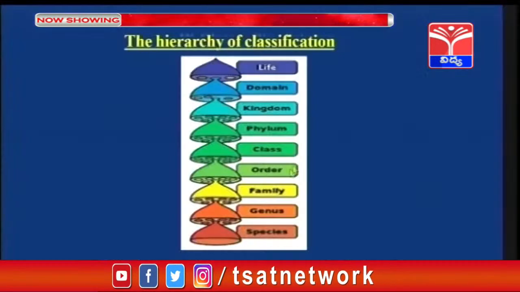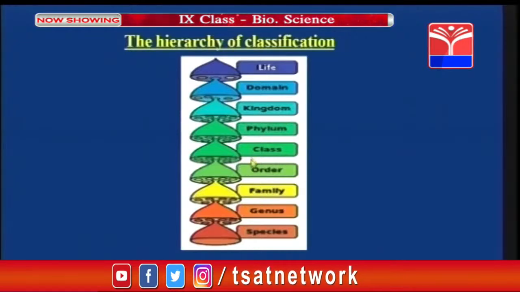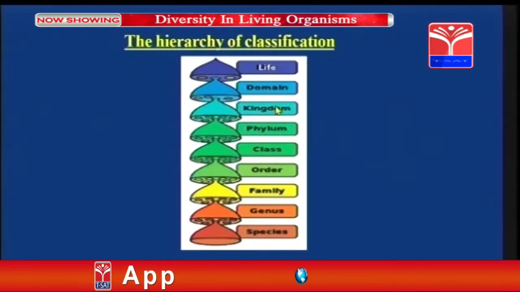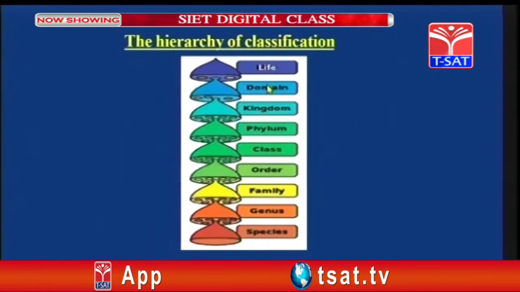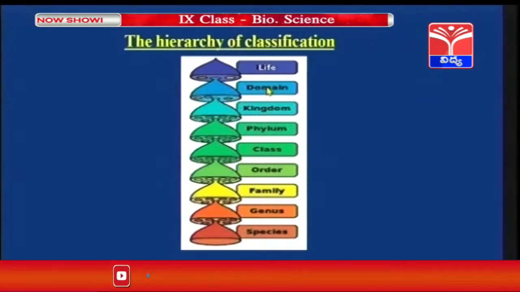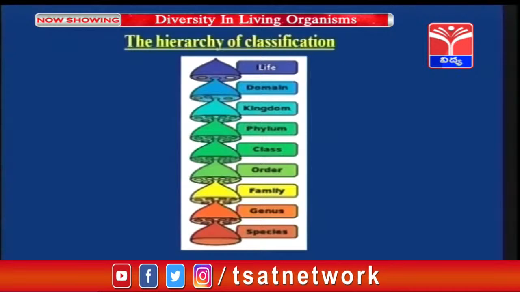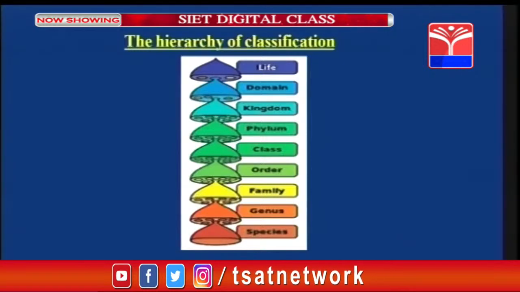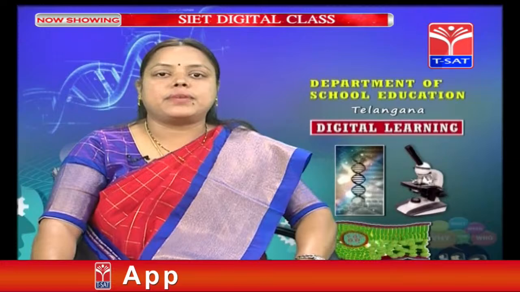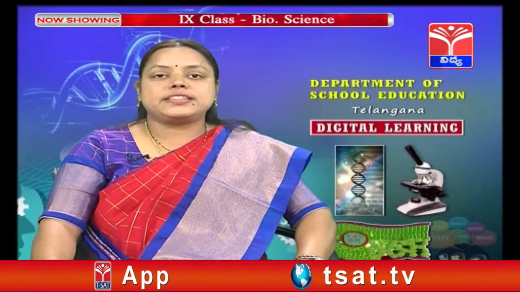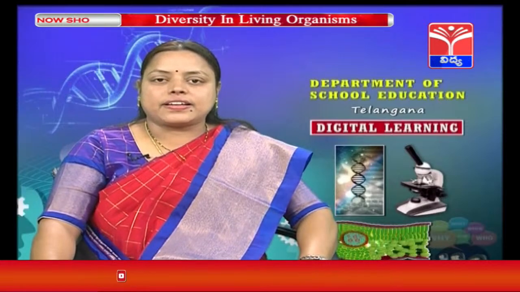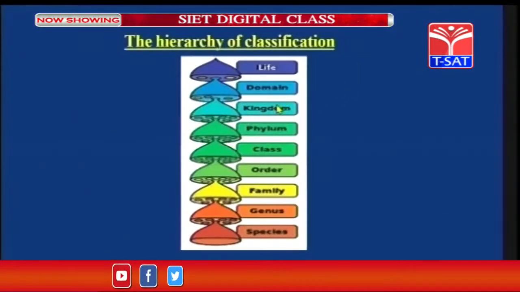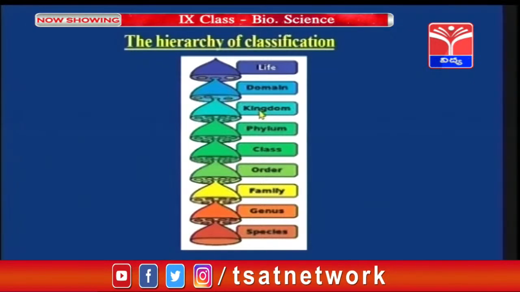This is the picture which is present in our textbook, children. So please have a look at this picture and understand. We have the first one is life, and after life we have the domain, and after domain we have kingdom. Kingdom is nothing but, as we discussed earlier, Monera, Protista, Plantae, Fungi, Animalia, all these come under kingdom. So kingdom is considered as the largest taxon. Each level in this hierarchy is called a taxon. So kingdom is the largest taxon.